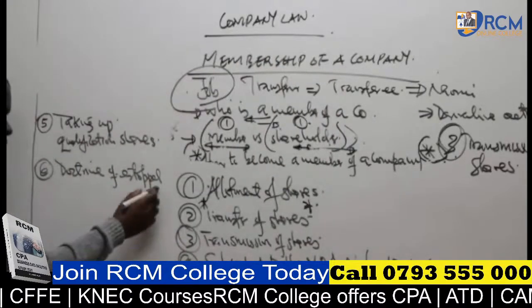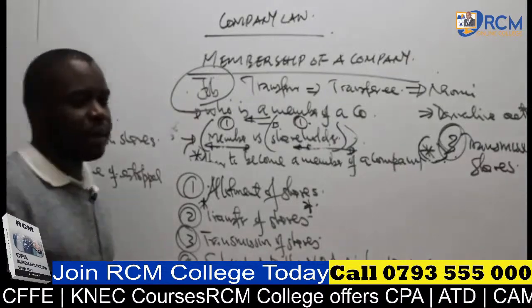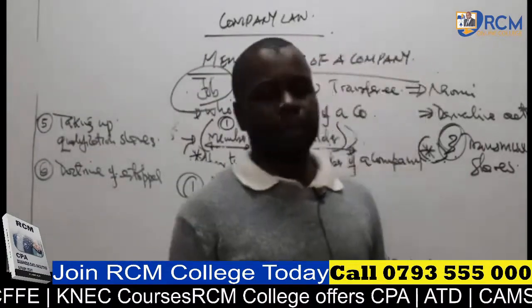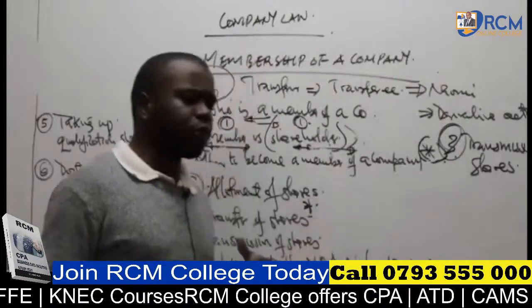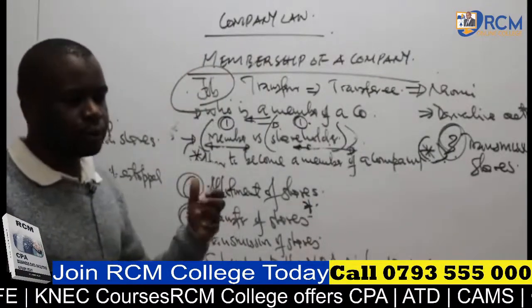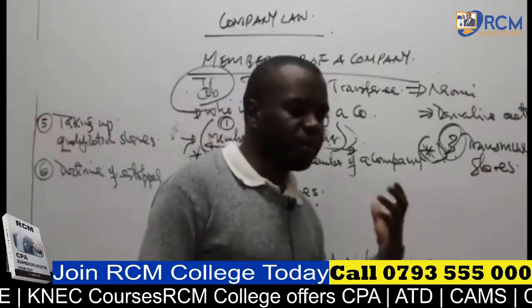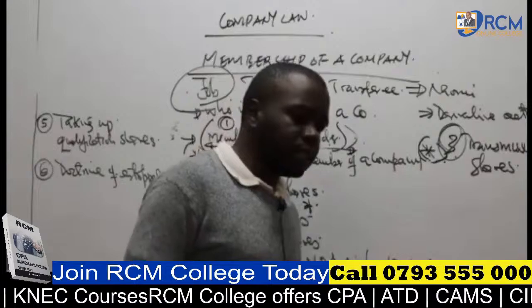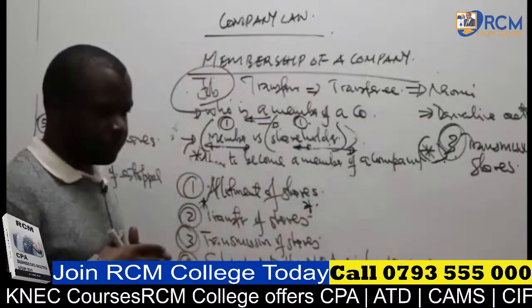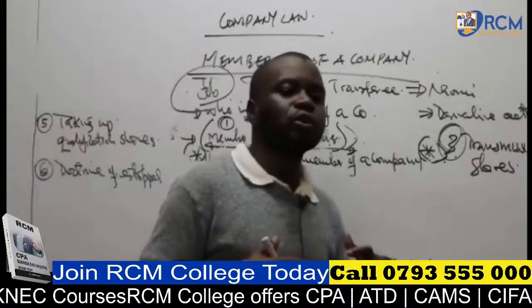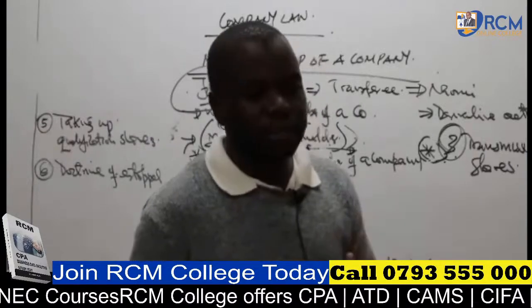Doctrine of estoppel. Becoming a member through what we call the doctrine of estoppel. What do we mean by the doctrine of estoppel? Let's say, for example, your name appears by mistake in the register of members. Maybe you were supposed to be removed from being a member of the company, but by mistake your name was not removed. So for any actions you take while your name still appears in the register of members, you cannot deny the fact that you are a member of the company.